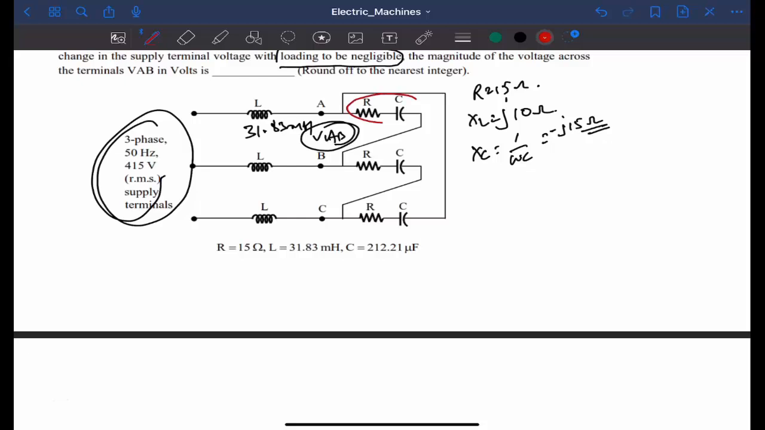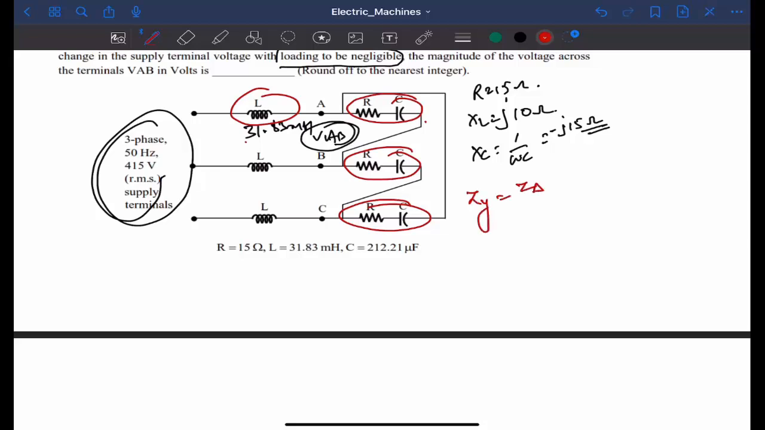So the RC branch is connected in what? Connected in delta configuration, and L is connected in series. Okay, so if all delta configuration will get converted into a star, the XL and RC branch will be converted into what? A star. So we will convert. So ZY will be equal to what?